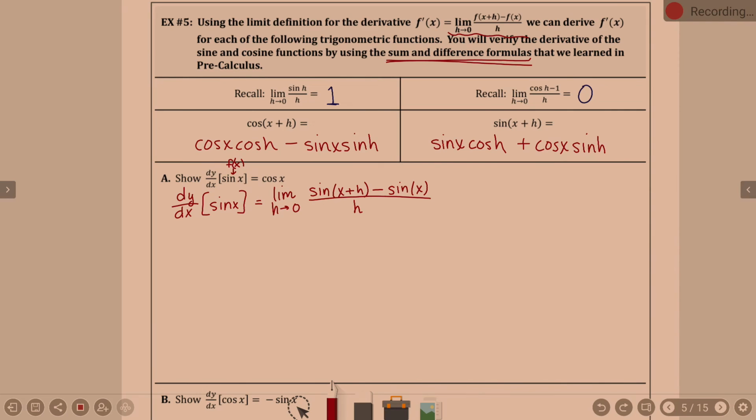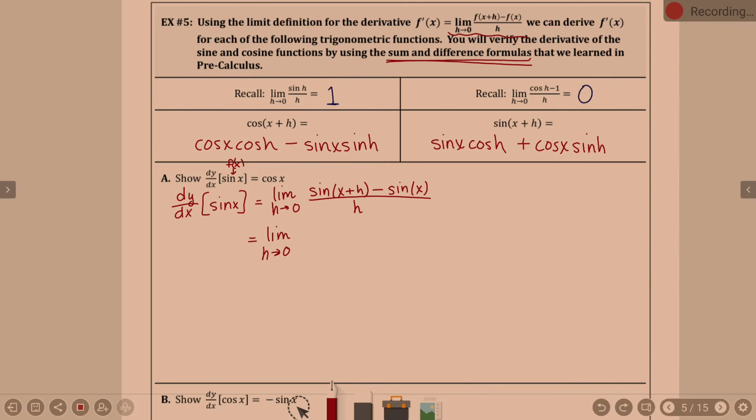Now we have to make something happen here. And you guys know plugging in 0 right now isn't going to work. The limit as h approaches 0. Well, sine of x plus h. Pre-calc. We need a different way to write sine of x plus h, so we can use sum and difference identities, the one on the right, sum of sine and cosine.